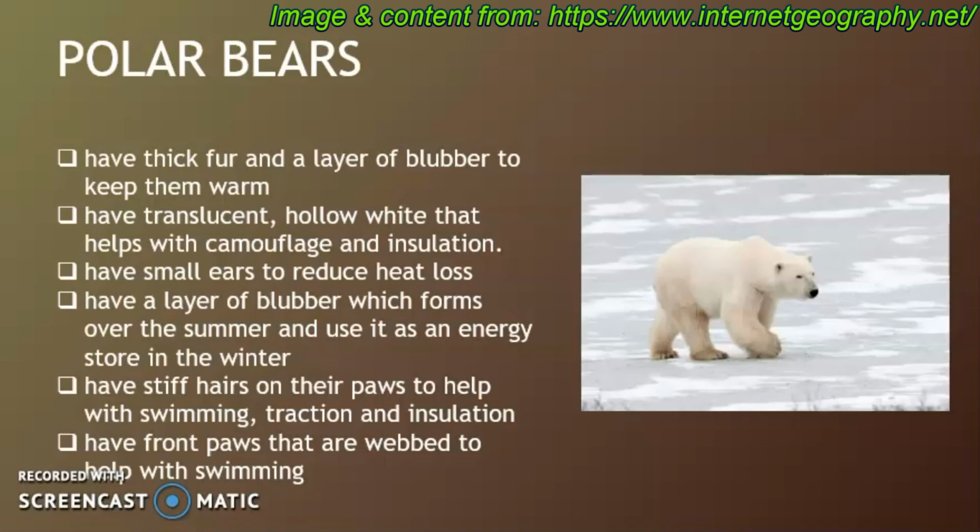Polar bears. Polar bears have thick fur and a layer of blubber to keep them warm. They have translucent, hollow white hairs that help with camouflage and insulation. They have small ears to reduce heat loss. They also have a layer of blubber which builds up over the summer and is used as an energy store in the winter. They have stiff hairs on their paws to help with swimming, traction, and insulation. They have front paws that are webbed to help with swimming.